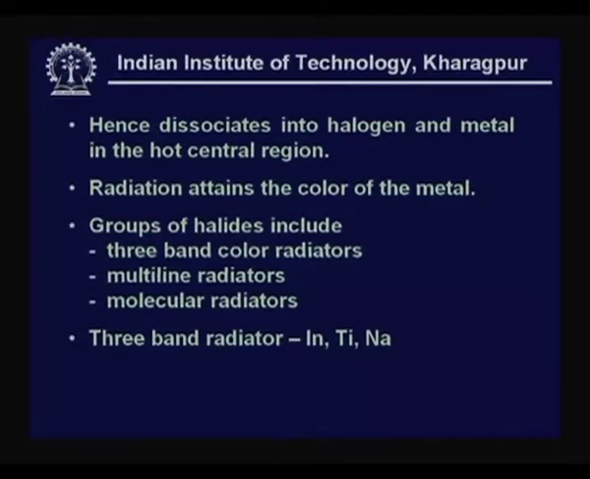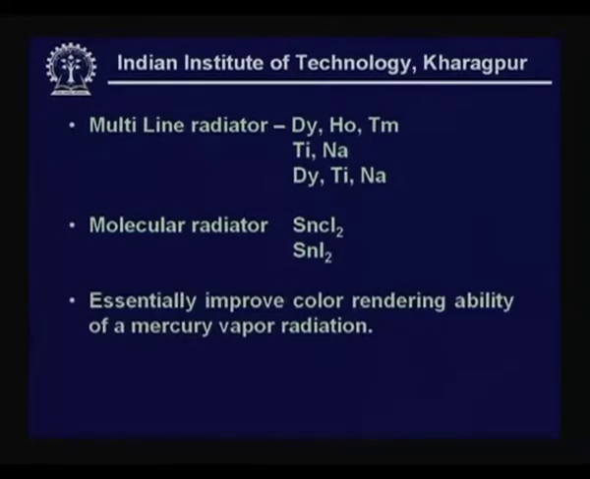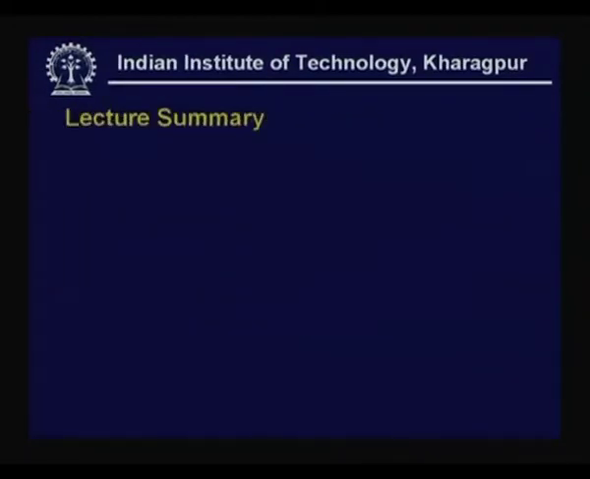The 3-band radiators normally employed are indium, titanium and sodium based halides. Multi-line radiators are deuterium, hafnium, thorium, titanium, sodium, etc. The molecular radiators come under the category of stannic chloride and stannic iodide, SnI2. These are the halides, and their main use is in improving the color rendering ability of mercury vapor radiation.